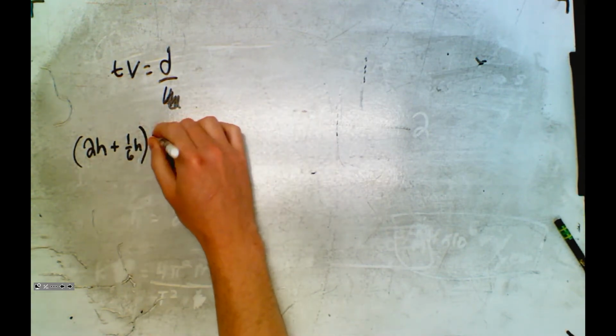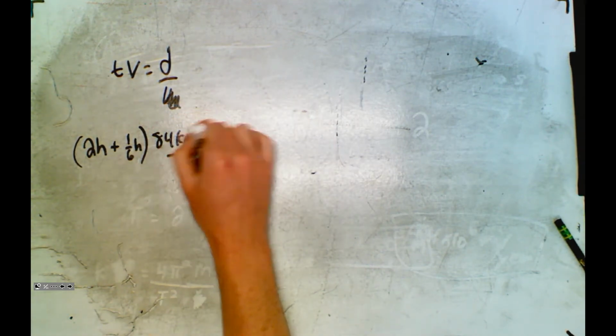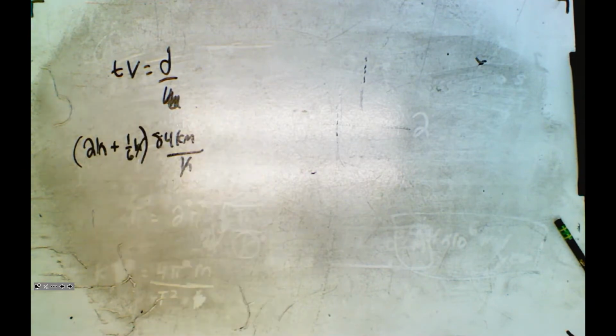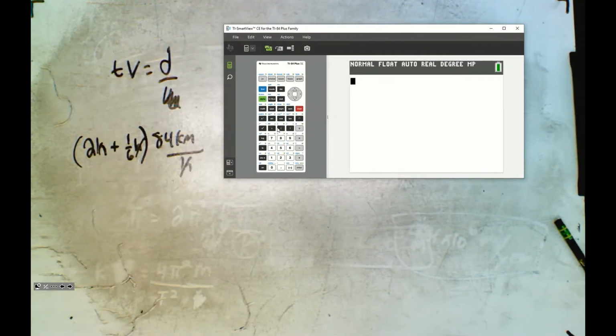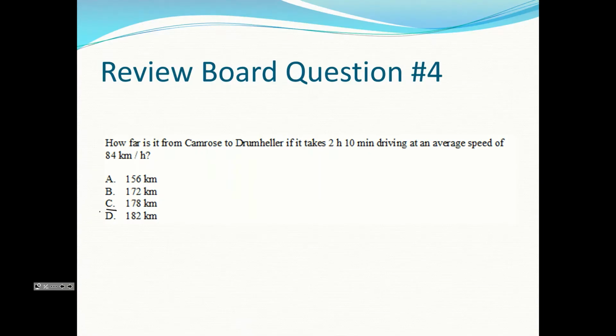And then the speed is 84 kilometers per hour. The hours cancel out in there. So how I would type that into my calculator would be, I would go 2 plus 1/6, like that. And then I would multiply that by 84. And I get 182 kilometers, which makes D the correct answer.